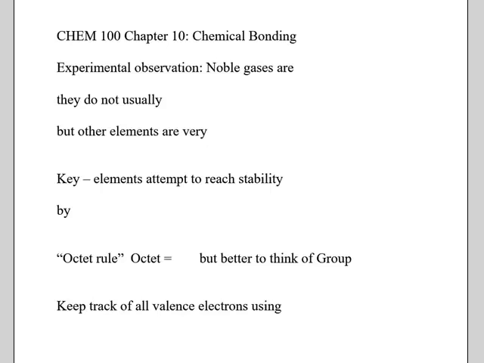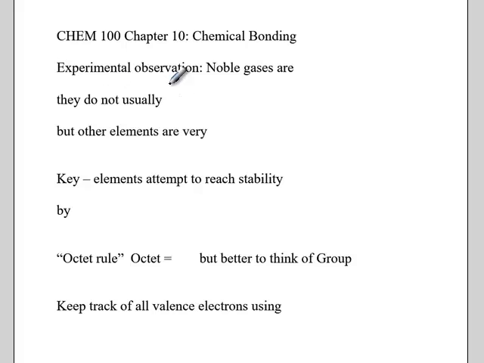In Chapter 10, we're going to take everything we learned in Chapter 9 about atoms, their electrons, valence electrons, and so forth, and then we're going to use that to explain how chemical bonding takes place. So we're going to go from atoms by themselves in Chapter 9 to molecules in Chapter 10.